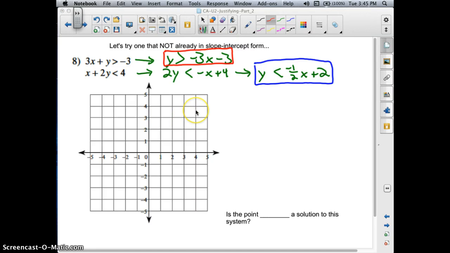How'd you do? I hope you were careful. This 3x needs to be subtracted. Don't lose that negative. And this 3 stays negative, so don't let that go away.